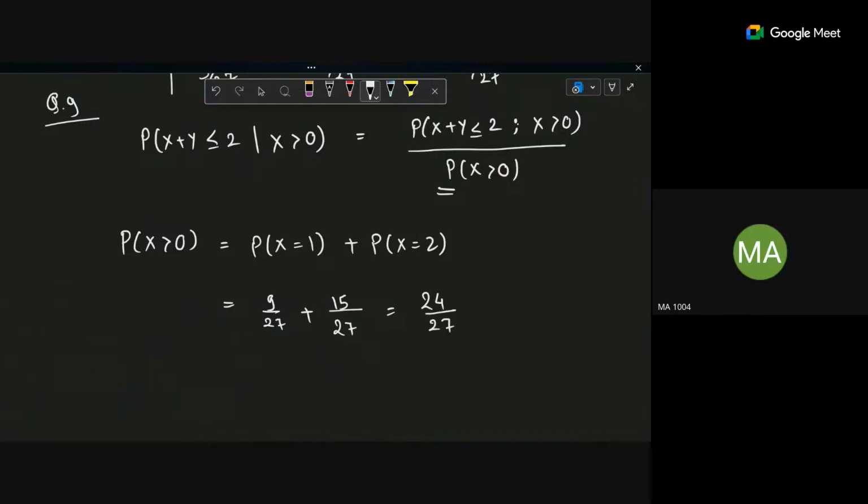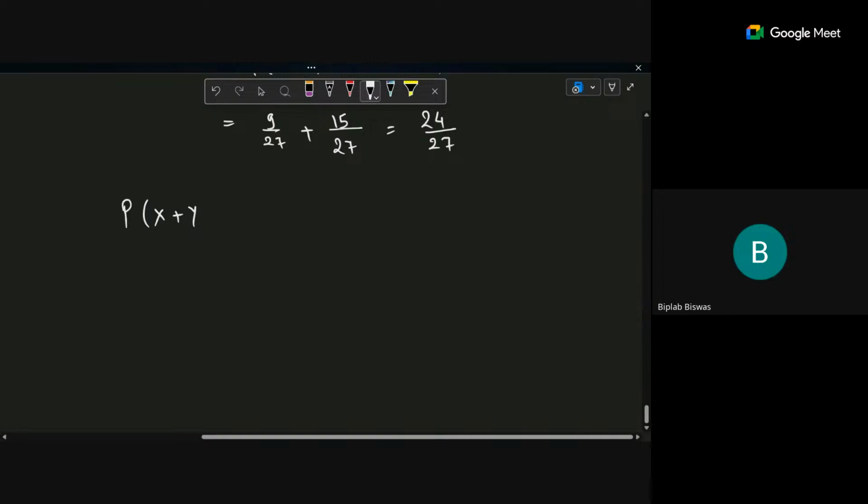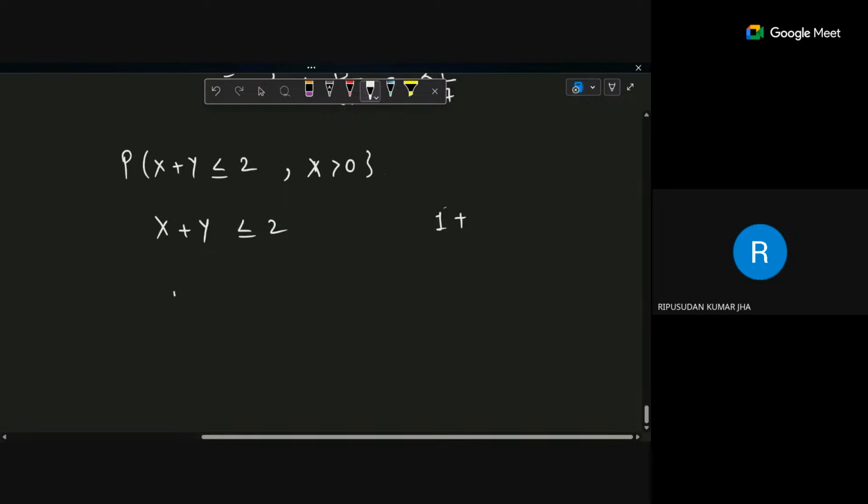Okay. What about x plus y less than or equal to 2? Now you need to calculate this probability when x plus y is less than or equal to 2 and x is also greater than 0. That means your sum should add up to 2 at most, but take care that x can take either value 1 or 2 only, right? So the range of x is 1 and 2, and the range of y is 0, 1, 2. The possible pairs of x and y will be 1 0, 1 1, and so on.